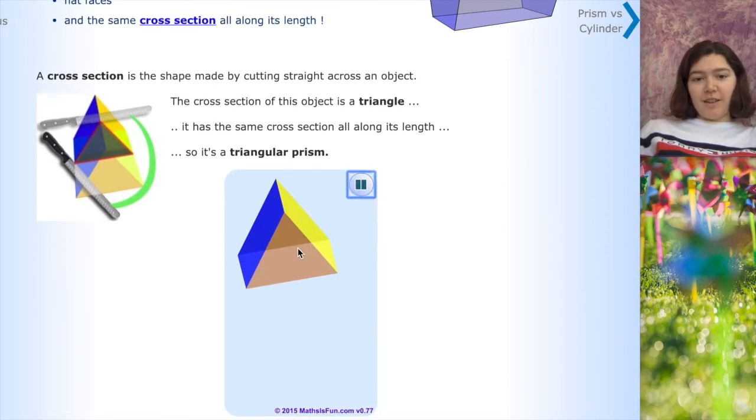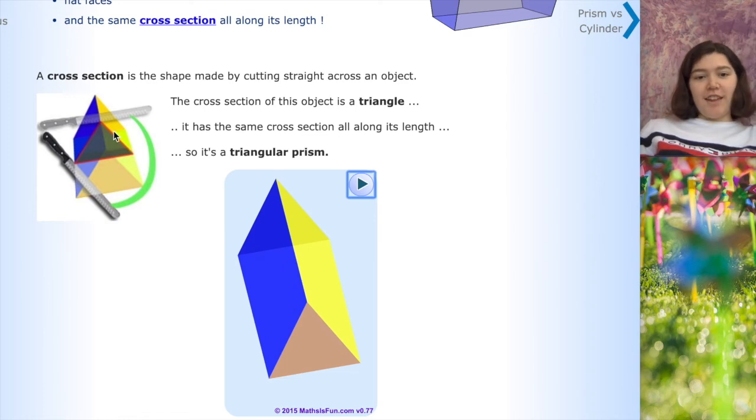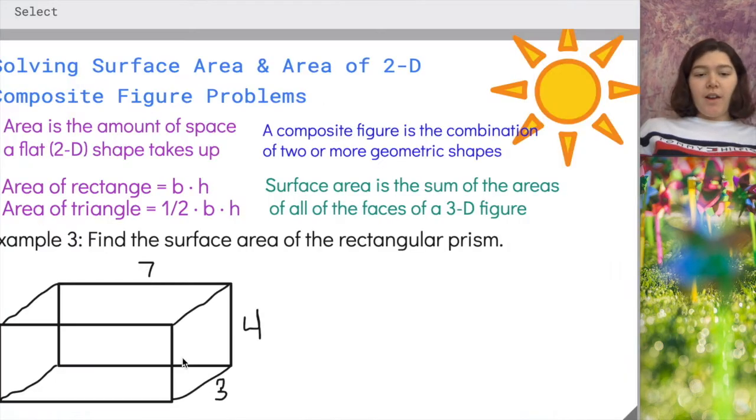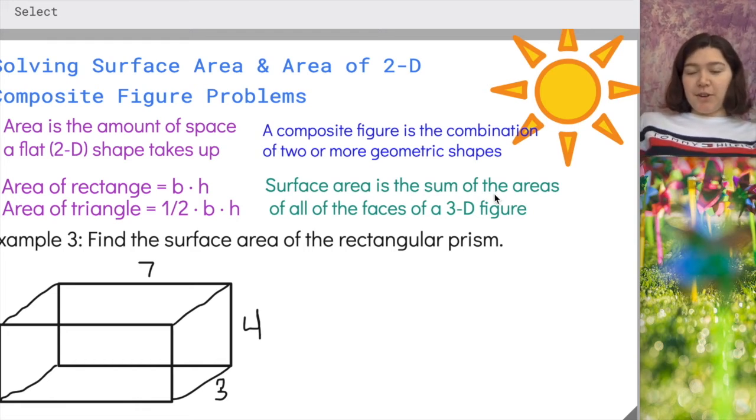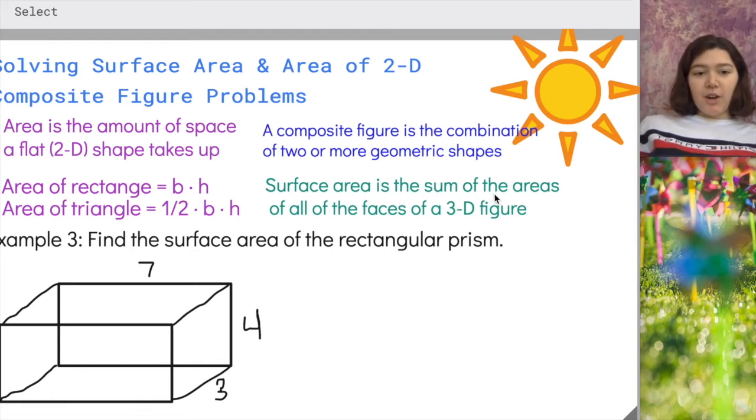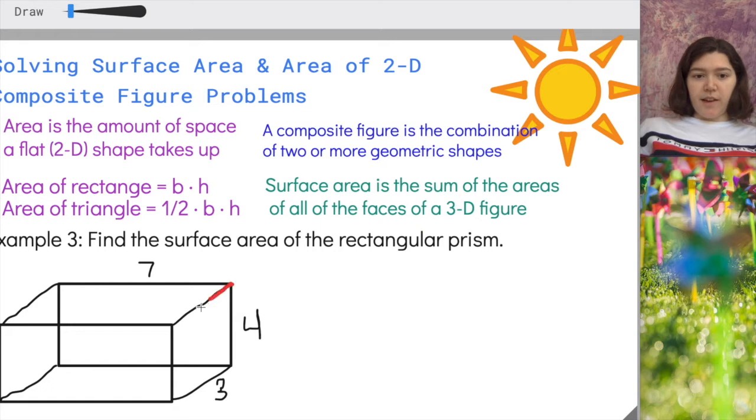So here's an example. This is a triangular prism. You see that cross section is a triangle every single time, and you just chop it through. Okay, so we're asked to find the surface area of the rectangular prism. What that means, again, is the sum of the areas of all the faces of our 3-dimensional figure. So I need to figure out what are the faces that exist in my figure and then find the areas and add them up. Here's one face that I have.